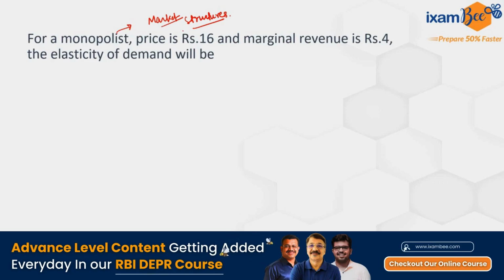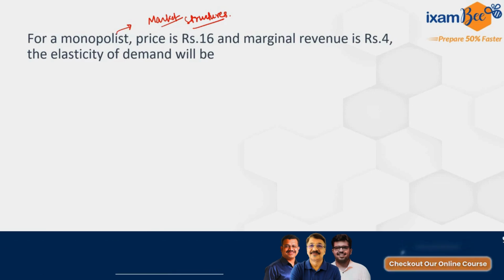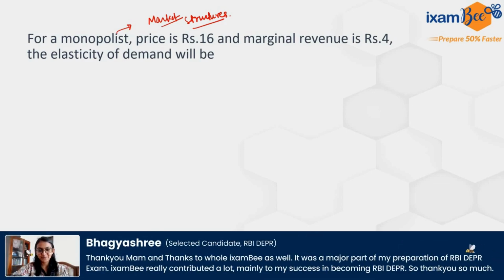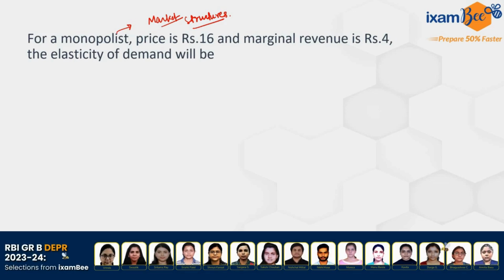To summarize, a monopolist is a single seller in the market, the only seller of the particular product, and there are no close substitutes for a monopolist. There are also barriers to entry. Other firms cannot enter the market, mostly because there are high costs involved.